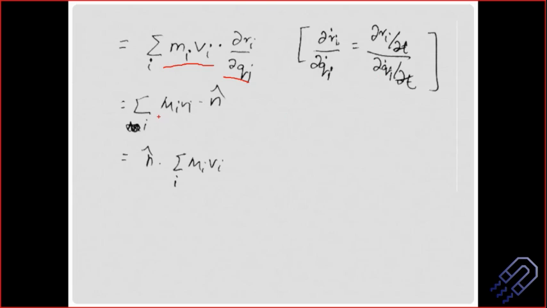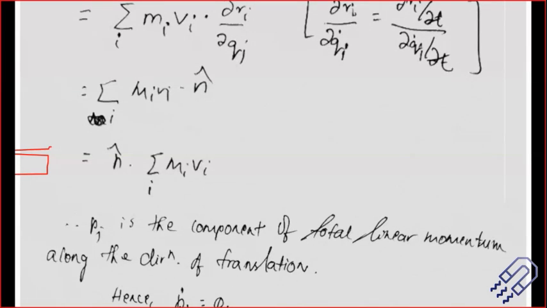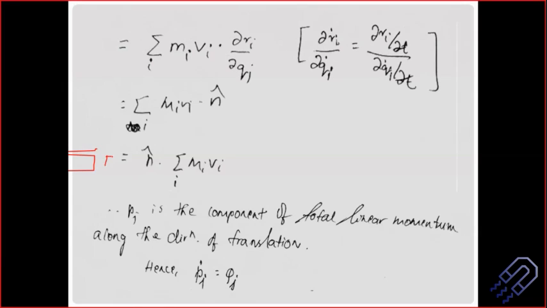seen that delta Ri by delta Qj is equal to n cap. So this is the direction. So I can just take this n cap out and write down summation of Mi Vi. So mass into velocity is nothing but the momentum, right? So if we take that, we get Pj. So this is your Pj.